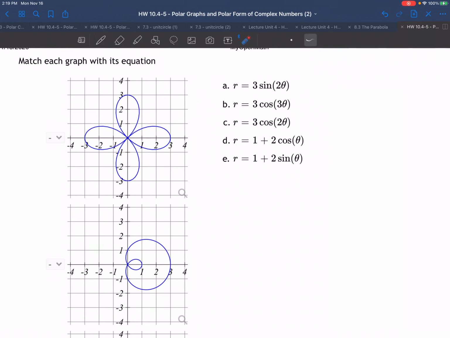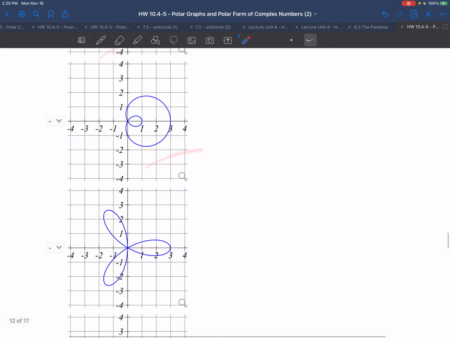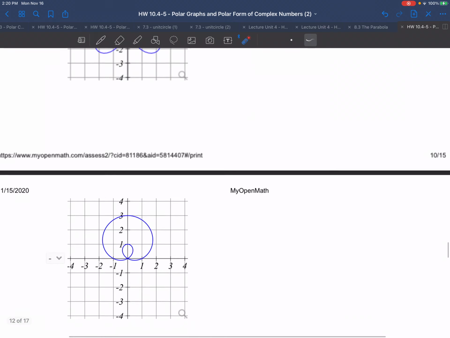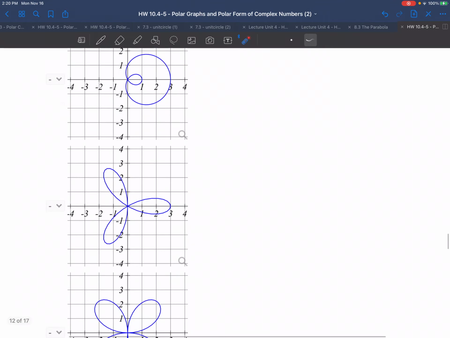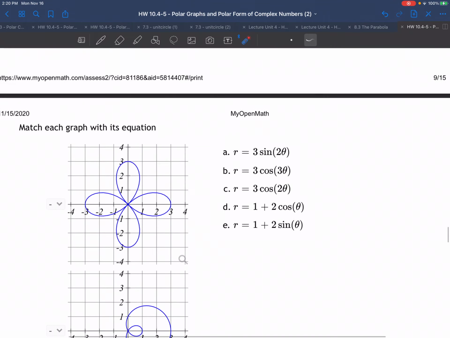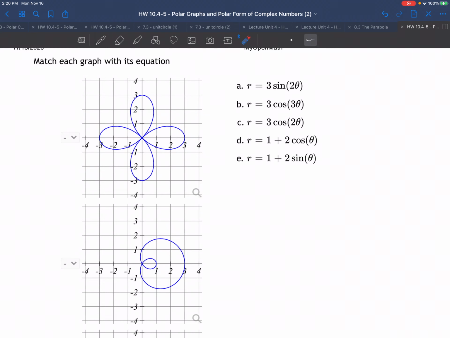Okay, so here's an example in which we are matching each graph with its equation. We have 5 equations over here, and then 5 graphs. Okay, so it's practice in matching polar graphs to their equations.